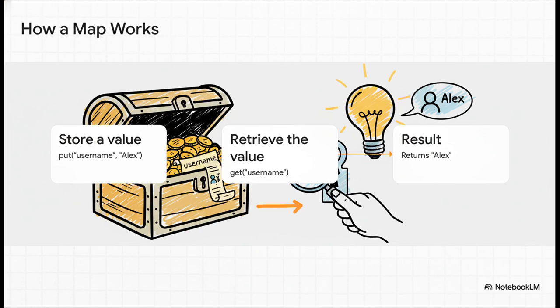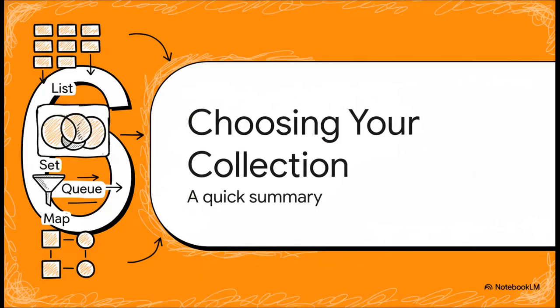You use a method called put to store something. You give it a key, like username, and a value, Alex. Then, whenever you need that value back, you just use the get method with the key. And bam, you get Alex right back. It's super efficient. Okay, so we've covered the big three: list, set, and map.